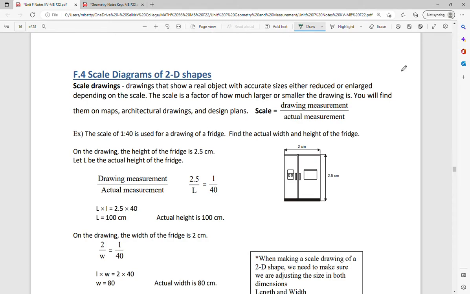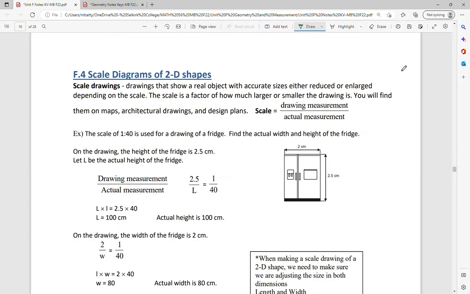So our fourth section in Unit F is about scale diagrams, and scale diagrams are pretty useful if you've ever planned a renovation or figured out how to fit a potentially new couch into your space. You might have done scale diagrams. So there is some graph paper and some scale diagrams for you to draw on the next page.